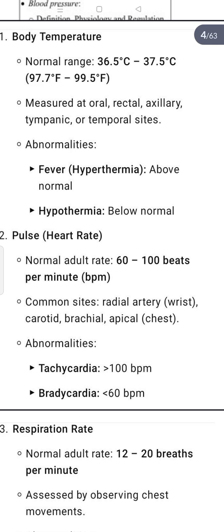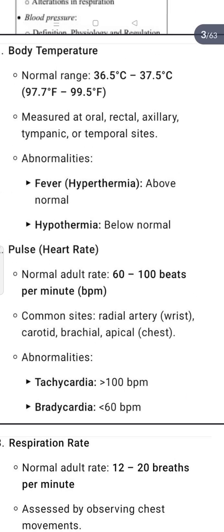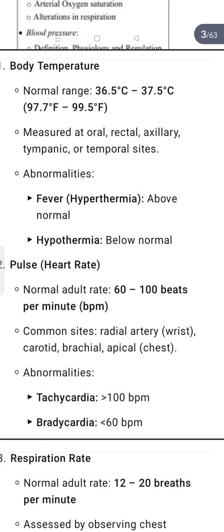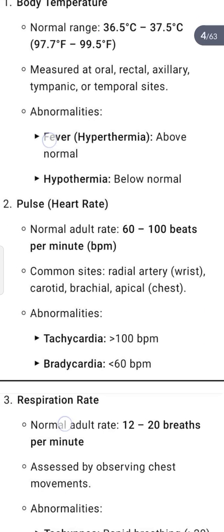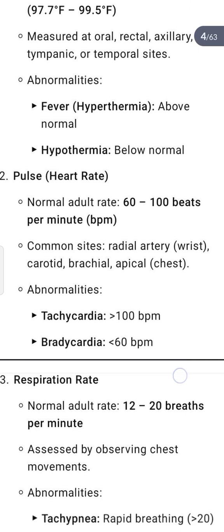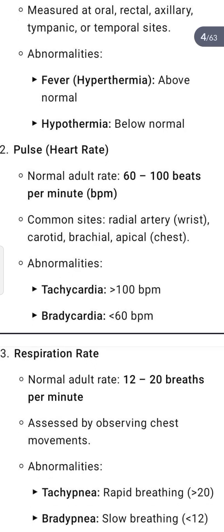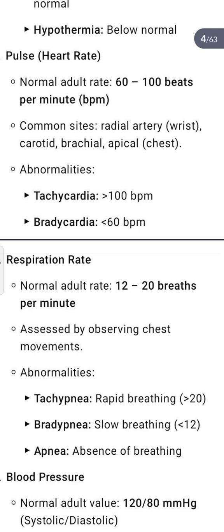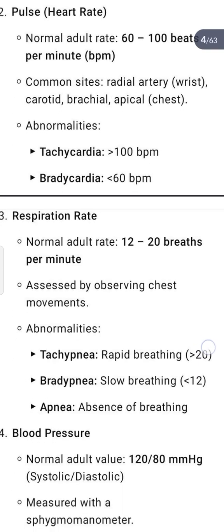Now pulse, its heart rate. We will be discussing all of these in detail. Right now we are discussing in short because we have these topics in detail later. The normal adult rate is 60 to 100 beats per minute, and common sites are radial artery, carotid, brachial and apical. The most common site for taking pulse is the radial artery. In abnormality we have tachycardia, more than 100 beats per minute, and bradycardia, less than 60 beats per minute.